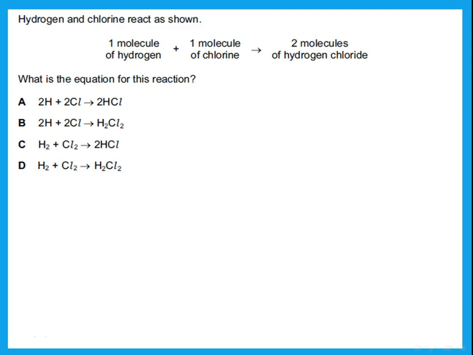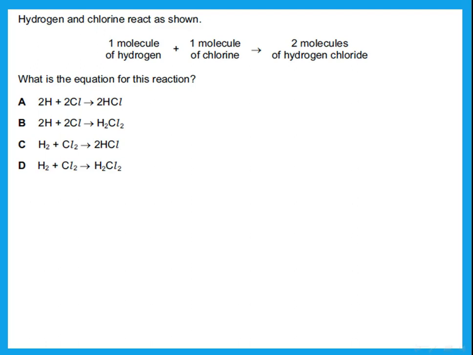Okay, hydrogen and chlorine react as shown. What is the equation for this reaction? Remember that we said if I say a molecule of hydrogen, hydrogen is diatomic, so you cannot write it only H. It has to be H2. A hydrogen molecule is diatomic. That means when it is standing alone as a molecule, you have to put a 2 under it. A molecule of chlorine also is diatomic. Diatomic means it has to be Cl2, not what is written in options A and B. So A and B are wrong.